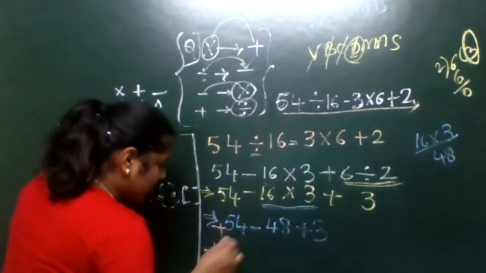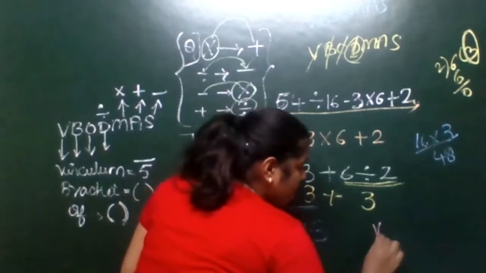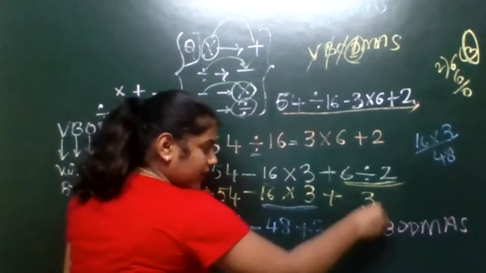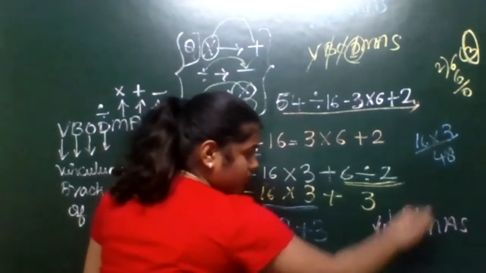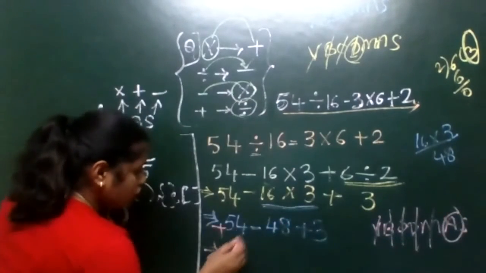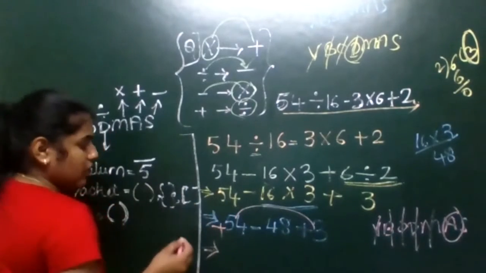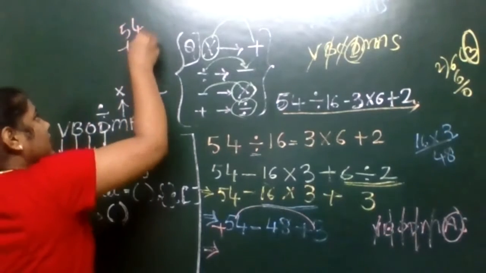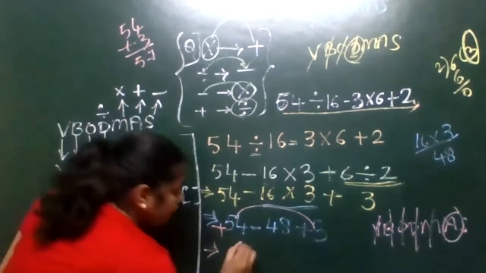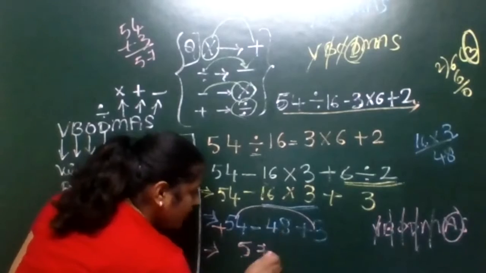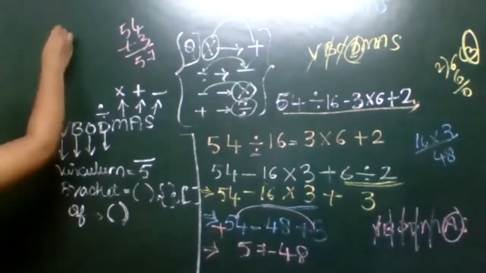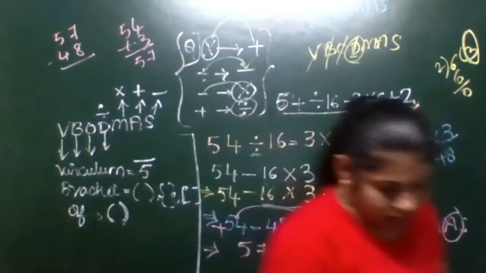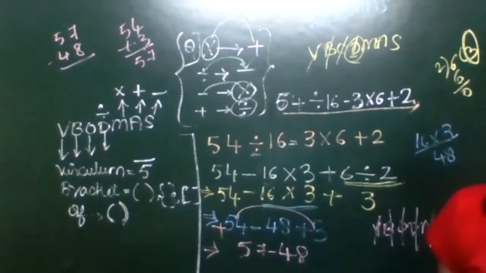Now the next line. According to the BODMAS rule, do we have orders or brackets? No. Division, multiplication, no. We have addition. So 54 plus 3. What is that? 57. Then 57 minus 48. What is 57 minus 48? You will get 9, isn't it?